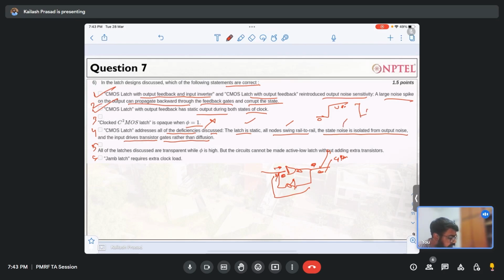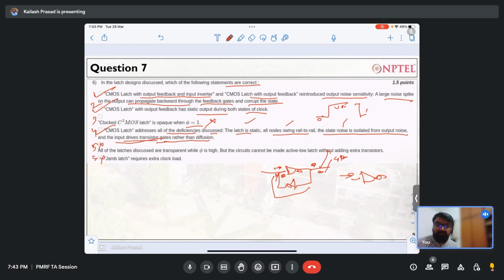State noise is isolated from the output noise. If there is some static noise, it won't create any difference, so that is also true. And the input drives the transistor gates rather than the diffusion, because there are inverters placed. If there is an input, it is driving the gate rather than the diffusion, and if it is driving the gate, there is a very small chance of noise. That's the reason CMOS latches are preferred, and this statement is correct. The other two statements are wrong.